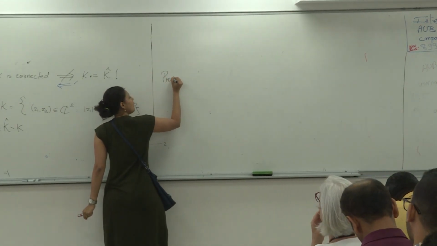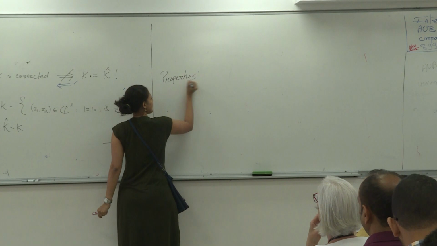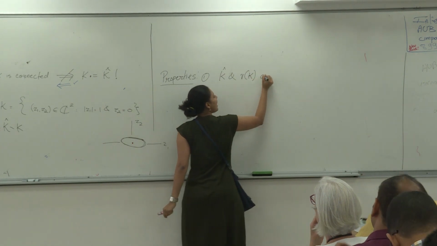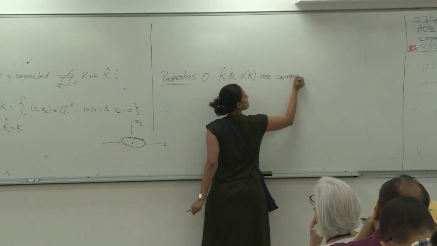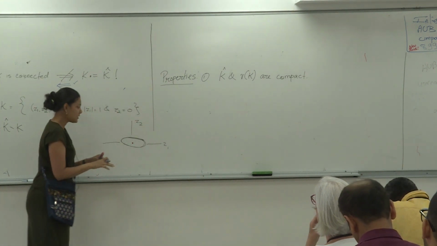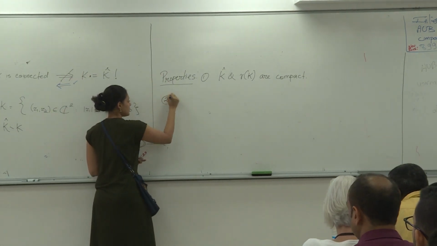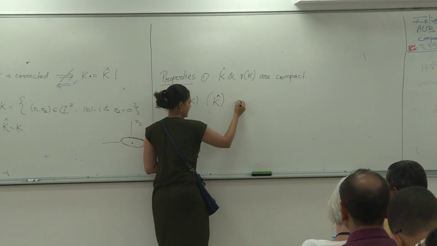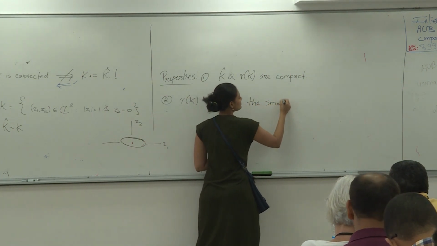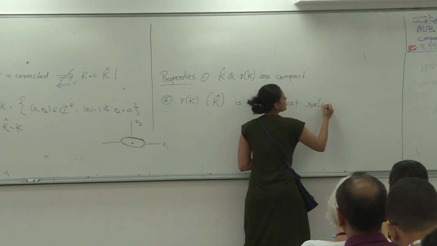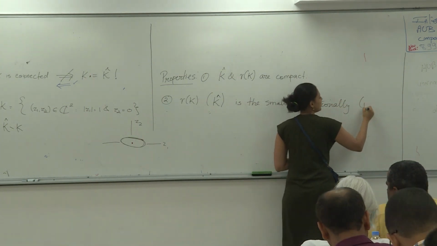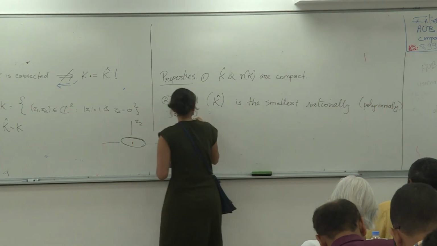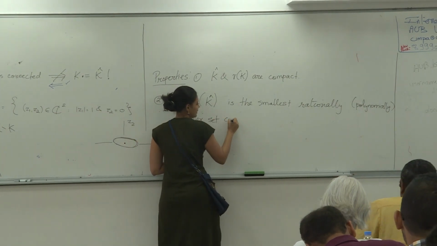And this is something you may have already observed while we were doing these examples. One, K hat, and so both the hulls, are always compact sets. Okay, so this follows from the definition. Please check. And the rationally convex hull, and this is also true of the polynomially convex hull, is the smallest rationally convex, and in the case of the polynomial hull, polynomially convex set containing K.